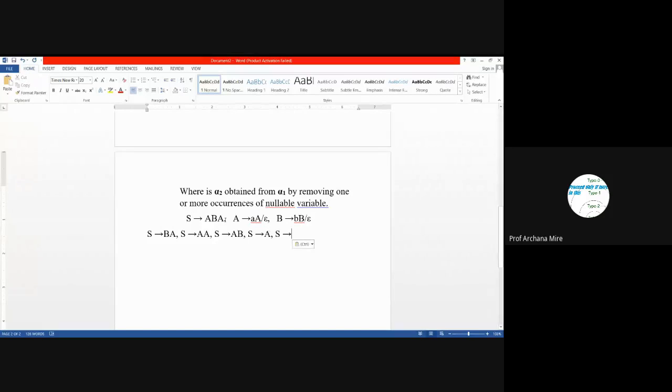Once again, we will be deleting these two symbols. Right now we have deleted BA. So we are inserting the production rule S leading to A. Even we can delete these two symbols AB. Once again, the production rule inserted will be same, S leading to A. That's why we will not repeat it.